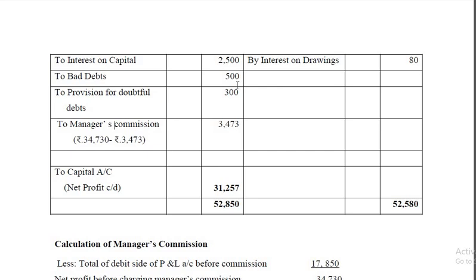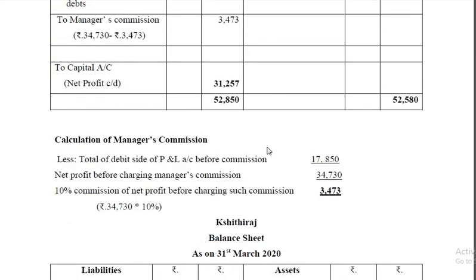Manager's commission is shown here once. It's an expense, and again it is not paid, therefore it's a liability. It will come to the liability side of the balance sheet. The net profit is 31,257.